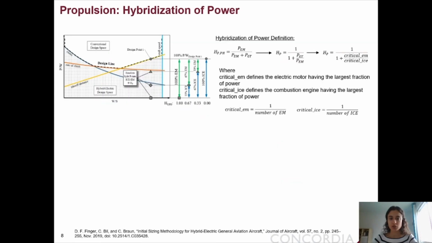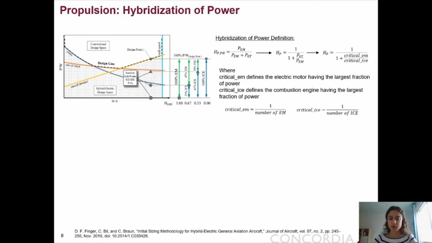The hybridization of power of the aircraft is defined as the ratio of the power coming from the electric motor to the total power. Assuming that each engine from a same type outputs the same amount of power as the other engines of its type, this equation can be derived, where the critical EM is defined as 1 over the number of electric motors and the critical ICE is defined as 1 over the number of internal combustion engines.